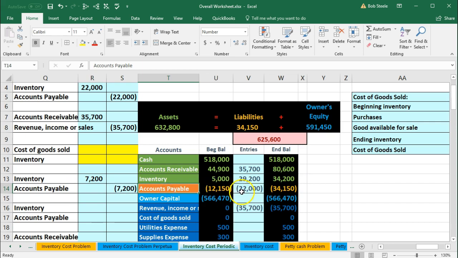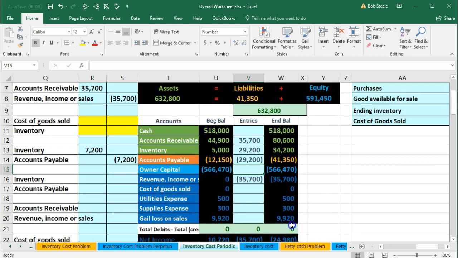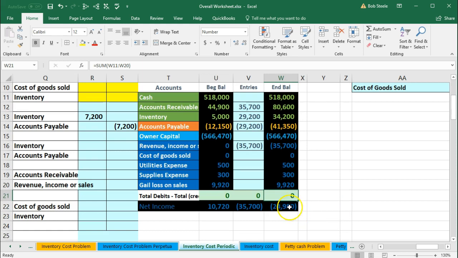Here's the accounts payable liability. We will be posting it here in V14. Something's in it. Therefore, double click on it, go to the end of it, plus, point to that 7,200, increase the 34,150 by the 7,200 to 41,350, back in balance with the green zeros. No effect on net income from this transaction.